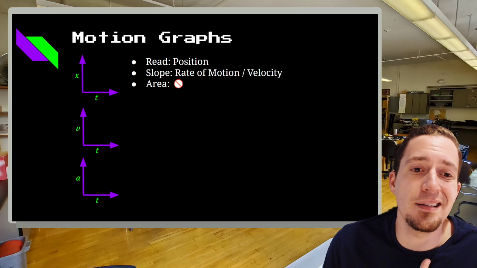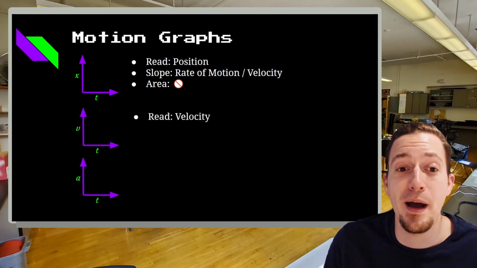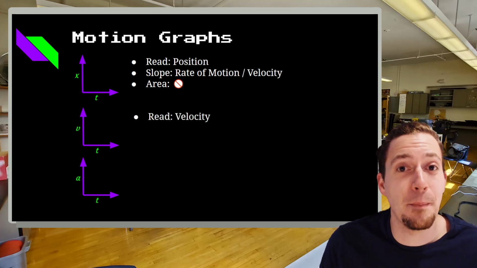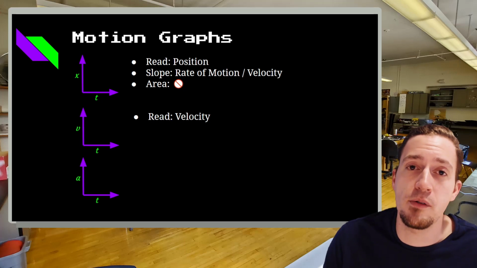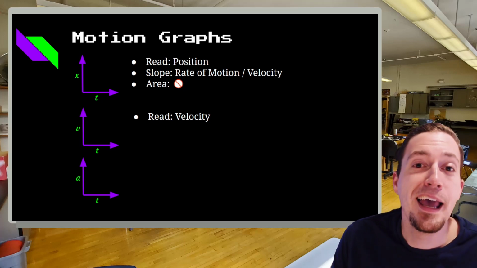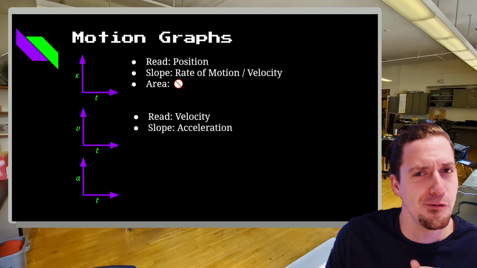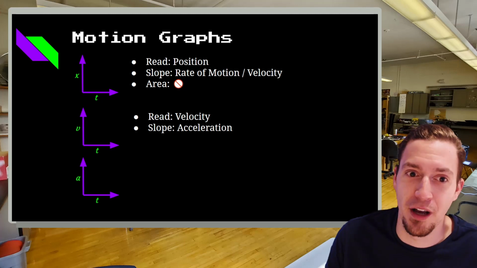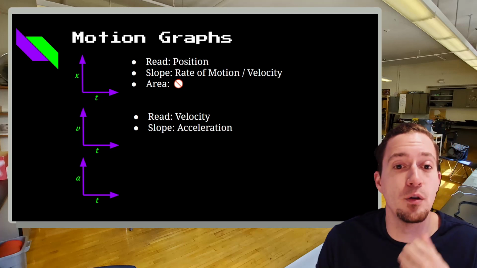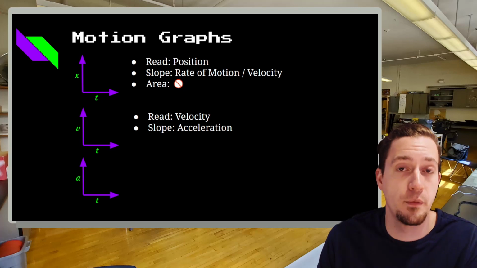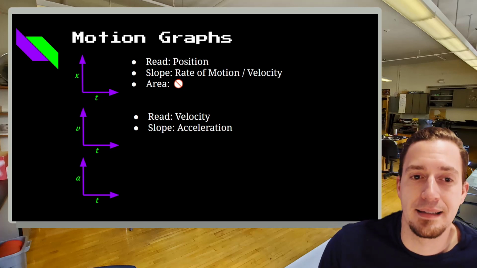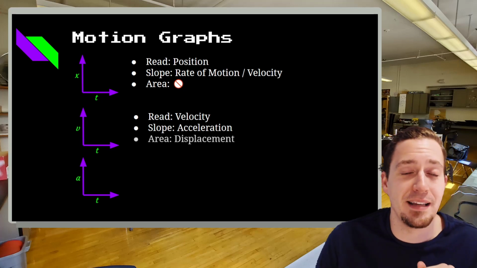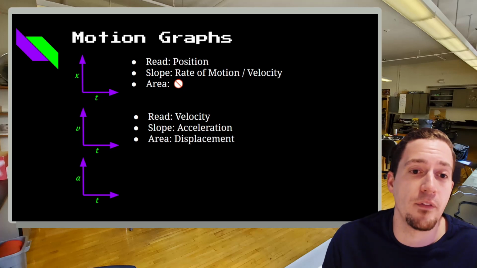Next graph up is our velocity time graph, and if we read it, we would get velocity, because that's what happens when you read the graph. You get what the graph is. If we slope this graph, we would get acceleration. Because again, it would be the rate of change of the rate of motion, also known as acceleration. And this graph, if we take the area of this, we would find the displacement of the object.